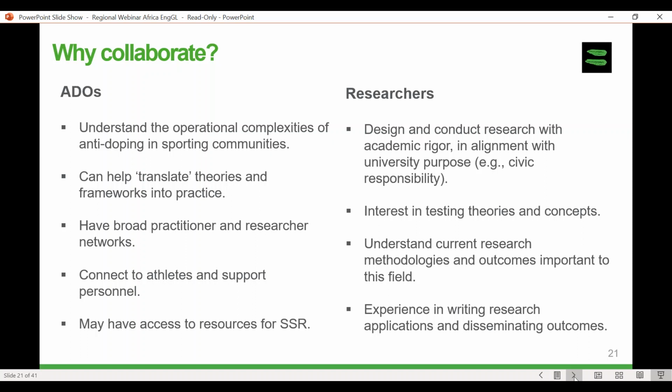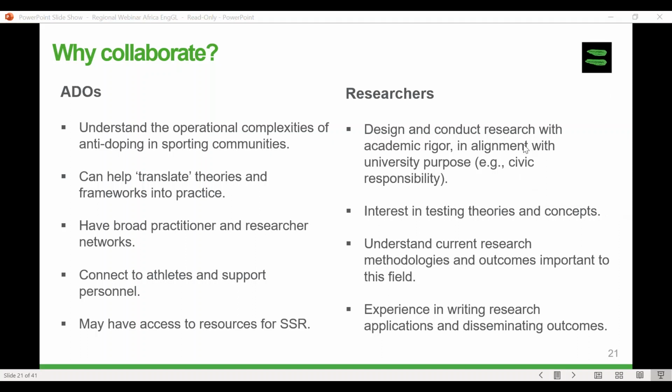They also have networks that you could possibly tap into and also help you to connect with athletes and support personnel. And lastly, they may have access to resources for social sciences research that can be helpful.